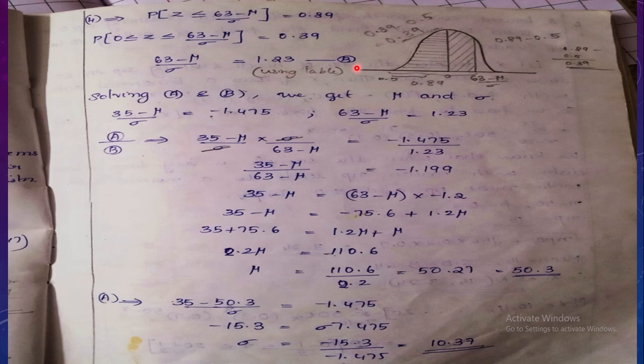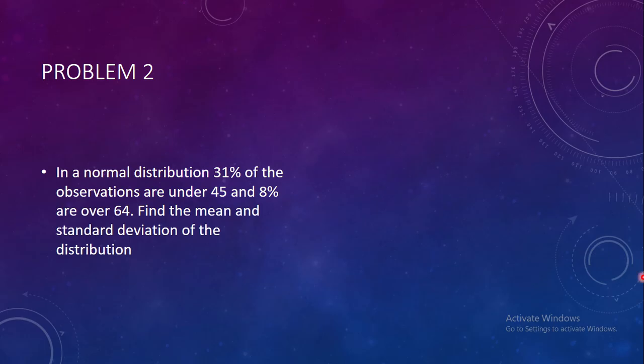That is your B. Now it is very easy to solve. You have your A and your B. Now how do you solve for mu and sigma? Divide A by B. You will get an equation in mu. Substitute the value of mu in any of these equations. You will get the value of sigma as 10.37 and the value of mu as 50.3. Problem 2 is something similar to your previous problem. That is this one. You should do it by yourself.